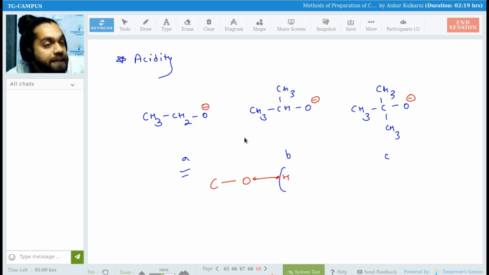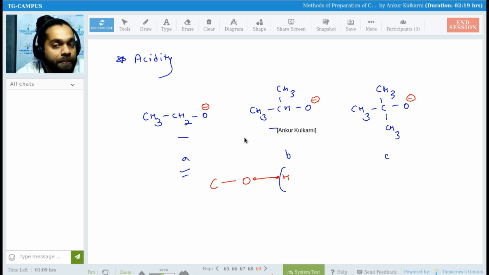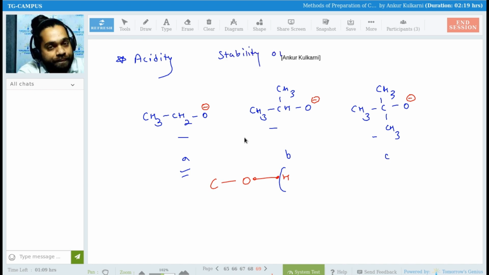That means that bond will break easily. Are you getting it? After breaking the bond, if I am getting a stable species, that means that bond will break easily. So you have to check after donating H plus, who is the most stable. The most stable species will be a strong acid. Is it clear, Sasidaran? Stability of anion after donation of proton will tell you about the acidity. It is directly proportional to acidity.